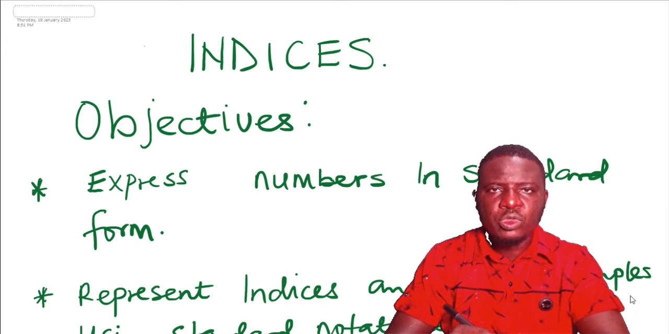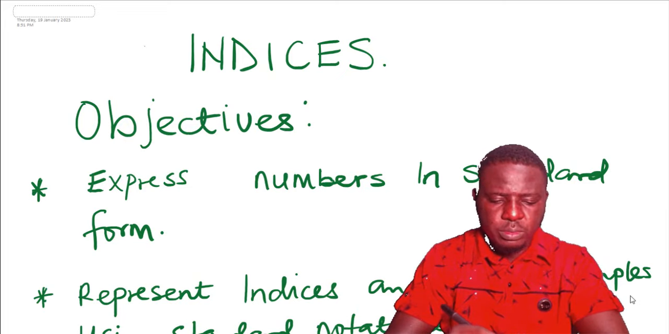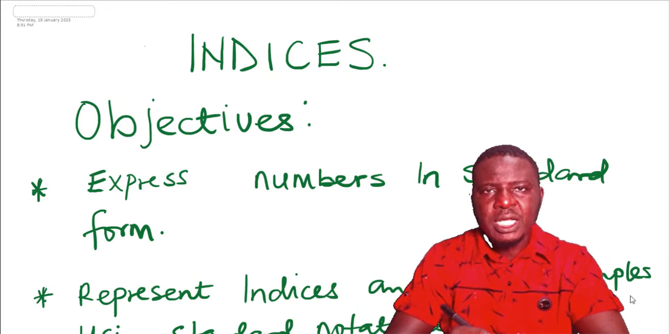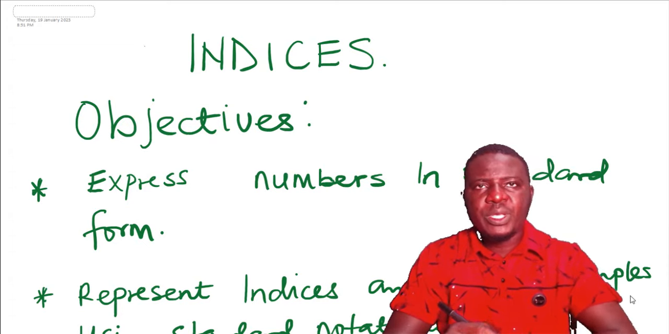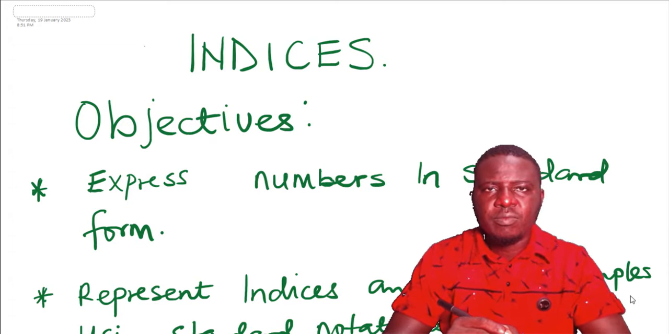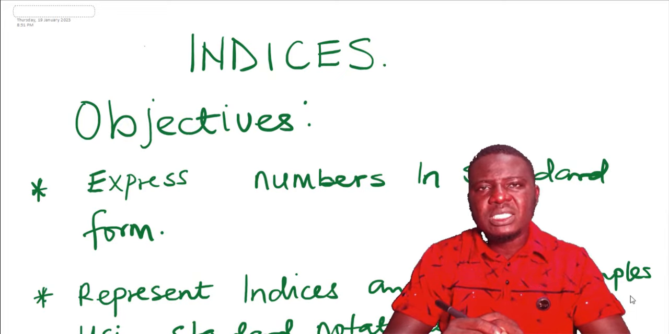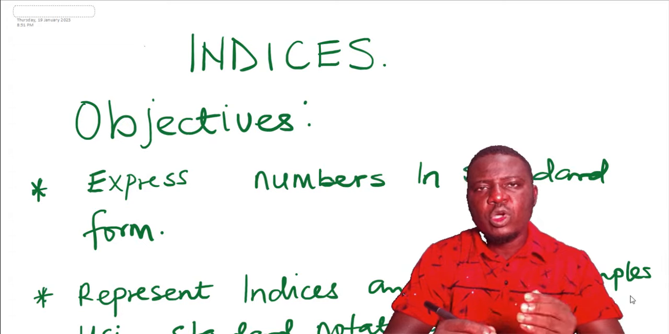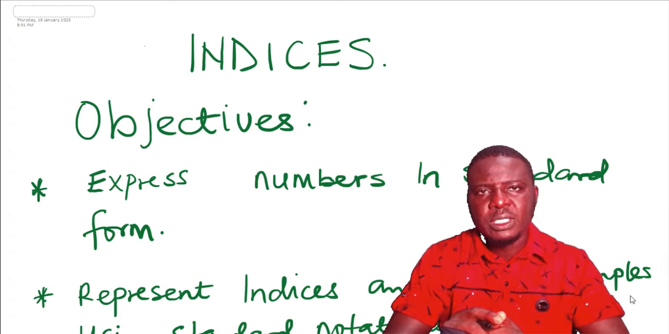Today's class is a continuation of our previous classes on senior secondary school mathematics for class 1. In today's class, we shall be discussing the topic indices. Before we get to indices, we shall look at standard forms which will introduce us into indices.